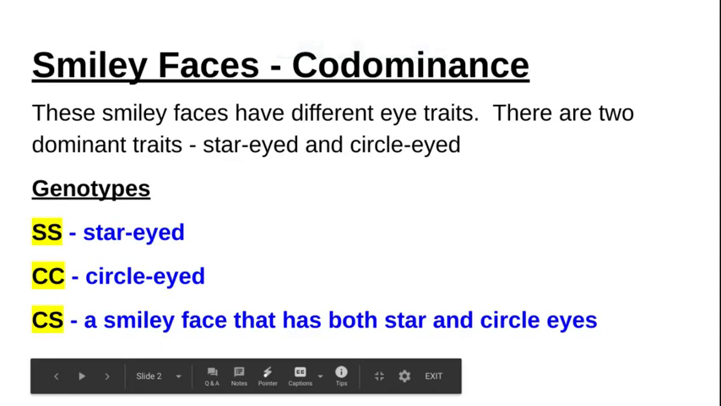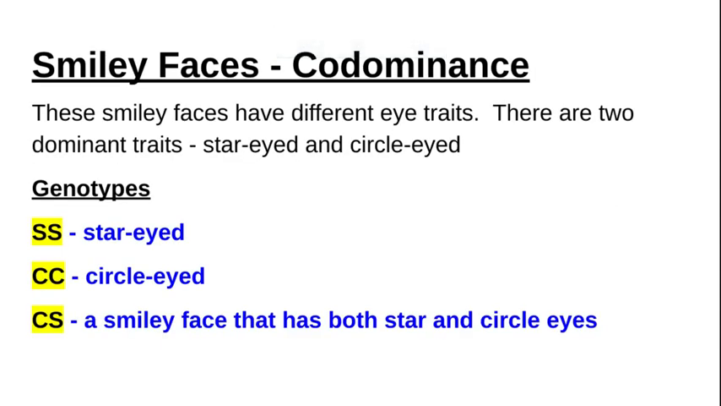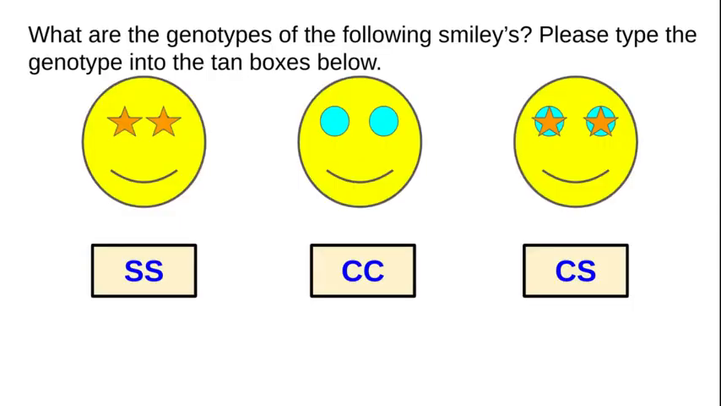I'm just going to present it to show it to you. Okay, so smiley faces codominance. There are 3 types of questions. I have a codominance one and 2 examples of multiple alleles. So my genotypes are SS, CC, and CS, and star-eyed, circle-eyed, and a star-eyed circle. On this one, I went ahead and filled it in for you so you had the right genotypes whenever you did the questions. So we have SS, CC, and CS here. That's your 3 types.